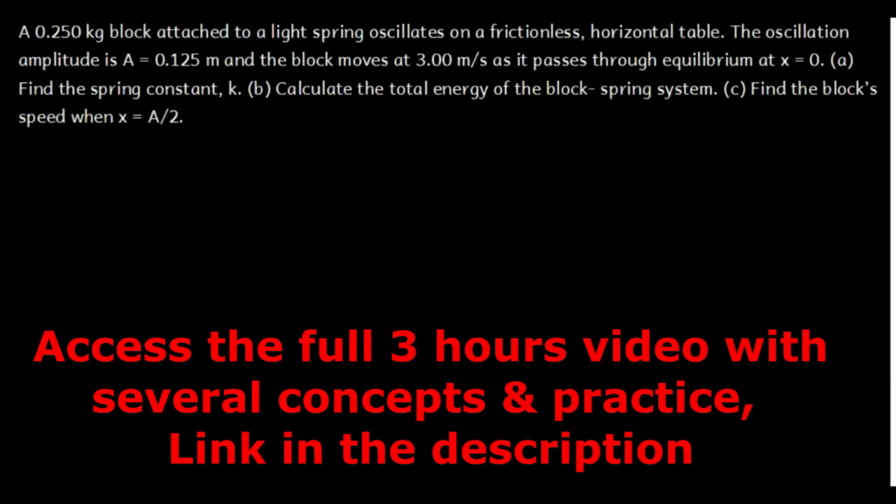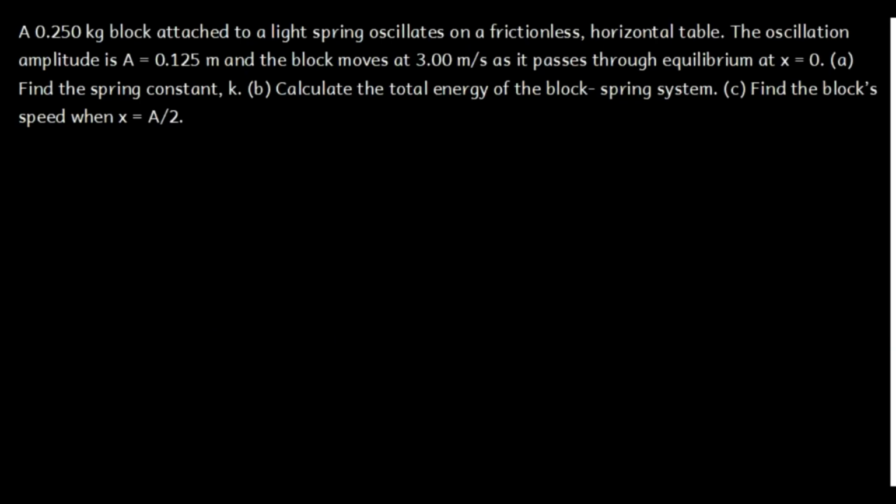Okay, so we have the next question under simple harmonic motion. Specifically, this question is under elastic potential energy. A 0.250 kg block attached to a light spring oscillates on a frictionless horizontal table. The oscillation amplitude is 0.125 meters and the block moves at 3.00 meters per second as it passes through the equilibrium at x equals 0. Find the spring constant K, that is part 1. Part 2, which is part B, calculate the total energy of the block's spring system. Part C, find the block speed when x is equal to A over 2.